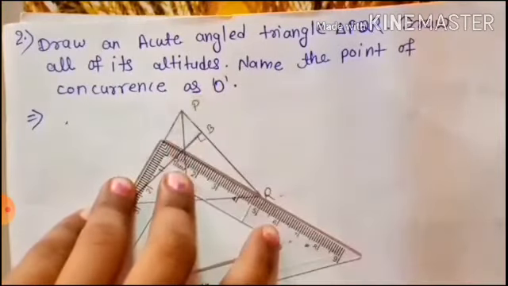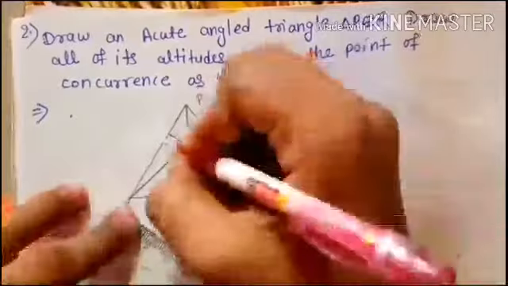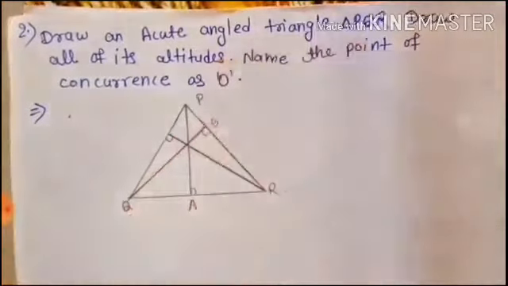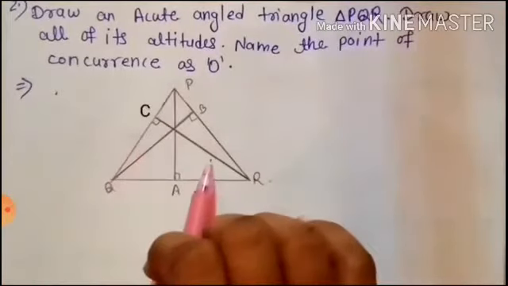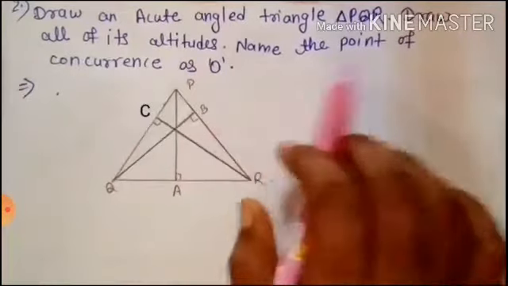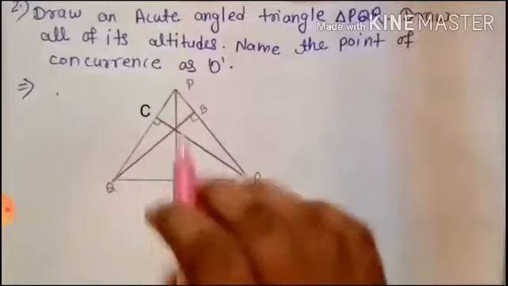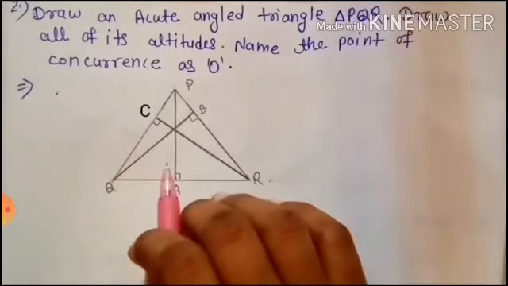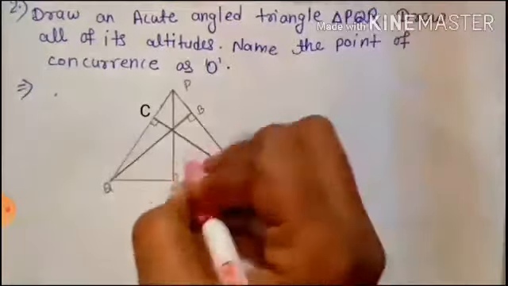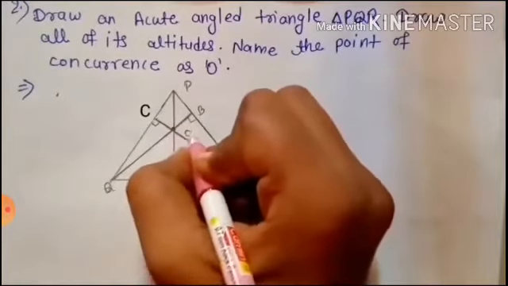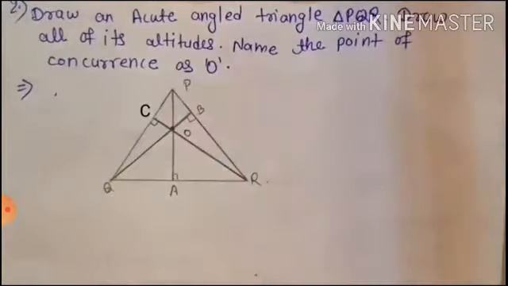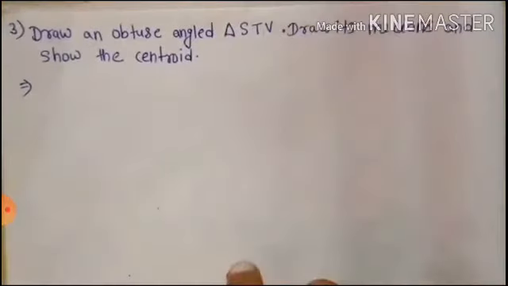This is the third altitude of triangle PQR. Now the point of concurrence is O. These three altitudes are concurrent at one point, O. We will name this point O, and O is our orthocenter. The point of concurrence of the altitudes is called the orthocenter, and it is always denoted by O.